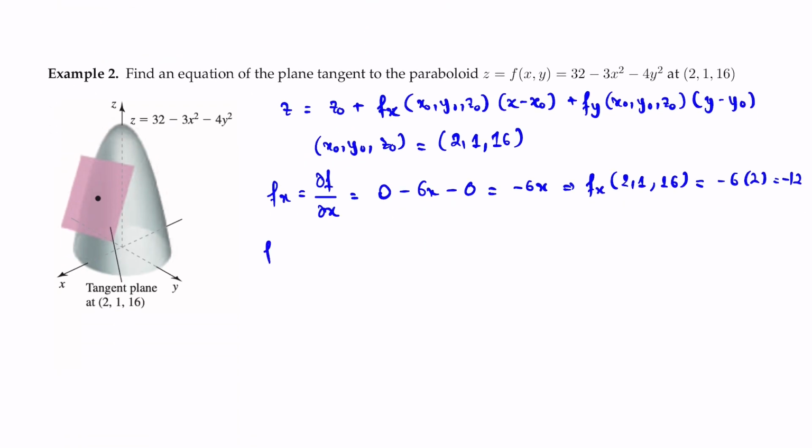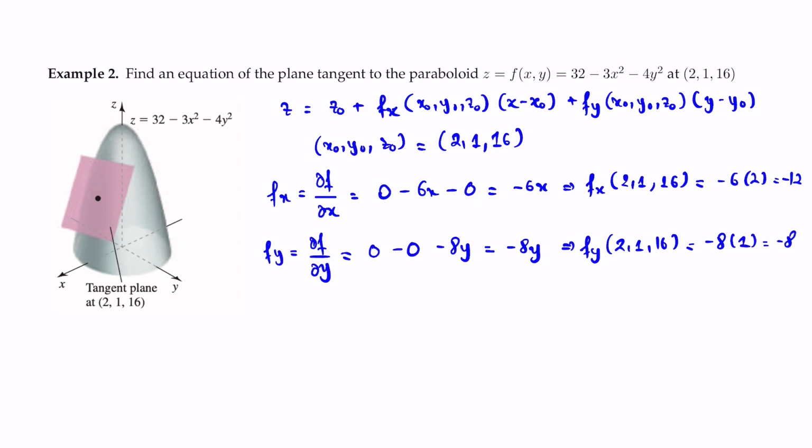Now for f sub y, or partial f partial y, you're going to get 0 minus 8y, or this is just equal to negative 8y. And we're going to evaluate the partial derivative with respect to y at the point 2, 1, 16. You're going to get negative 8 times 1, or this is equal to negative 8.